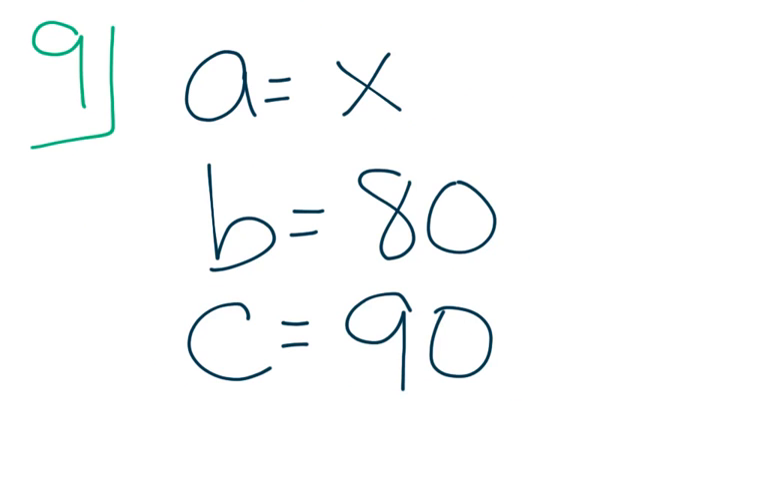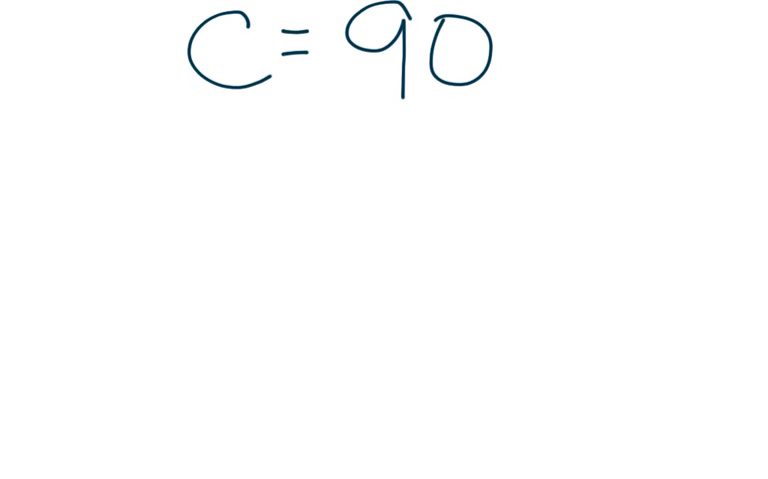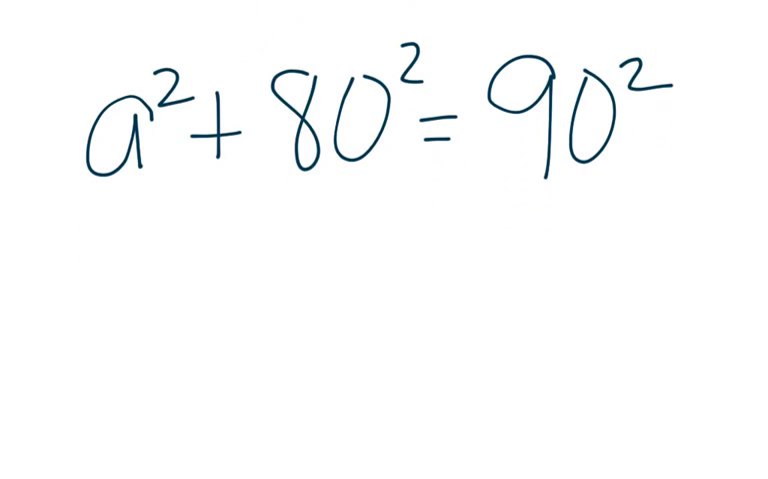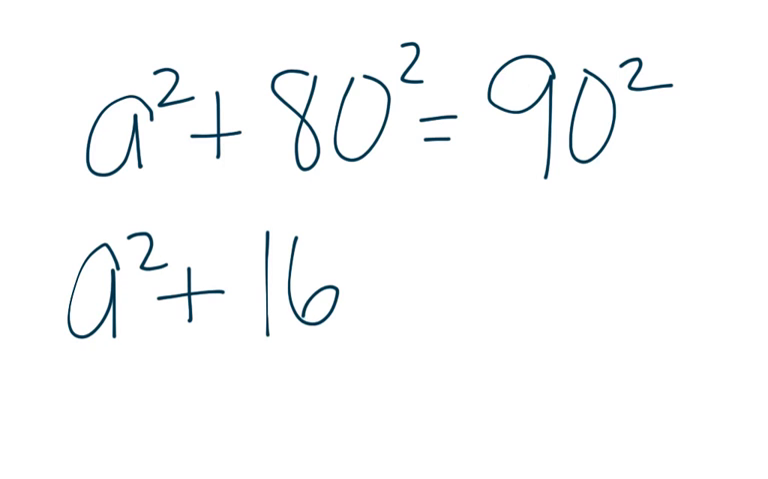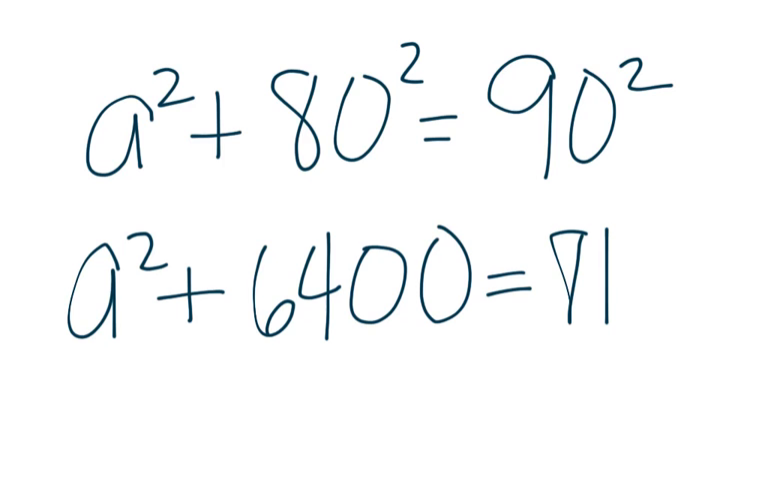So now we have A equals X, B equals 80 and C equals 90. So we are going to say A squared plus 80 squared equals 90 squared. So A squared plus 80 times 80 is 6400, equals 90 squared, which is 8100.